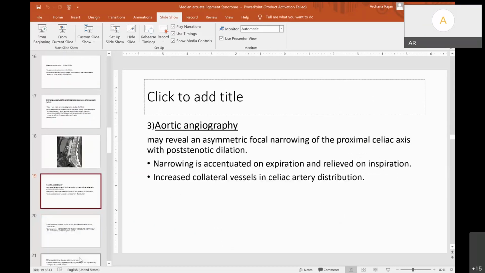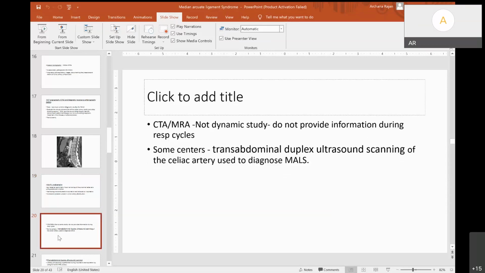The other investigation is aortic angiography, which is a conventional angiography that may reveal an asymmetric focal narrowing of the proximal celiac axis with post-stenotic dilatation. This is a dynamic procedure. Narrowing is accentuated on expiration and relieved on inspiration, which can be seen. The pressure gradient can also be measured, and increased collateral vessels in the celiac artery distribution are also seen. CT and MRI, as I said, are not dynamic studies and do not provide information during respiratory cycles.